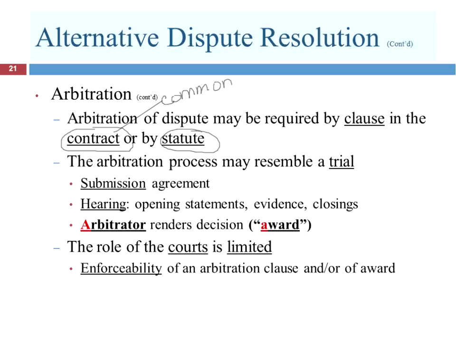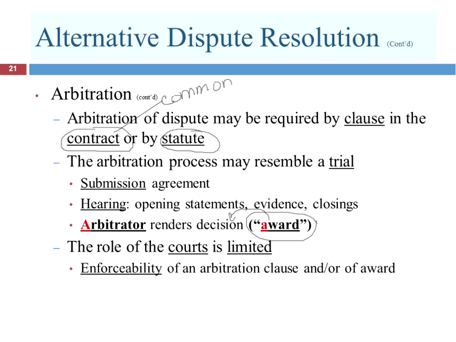The process will likely resemble a somewhat informal trial. It'll usually be in a conference room instead of a courtroom. There won't be a jury, of course. There's a submission agreement where the parties agree what the issues are that the arbitrator is supposed to decide. There will be a hearing where the arbitrator presides like a judge. There'll be opening statements, there'll be witnesses, there'll be evidence, and there will be closing statements. The arbitrator will render an award at the end.